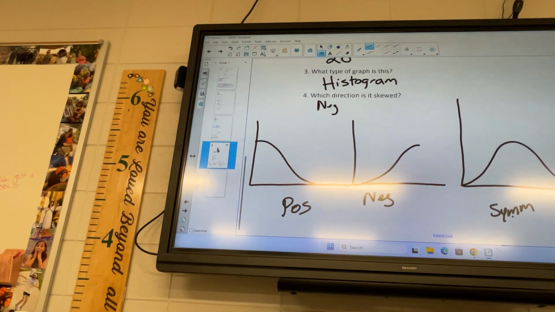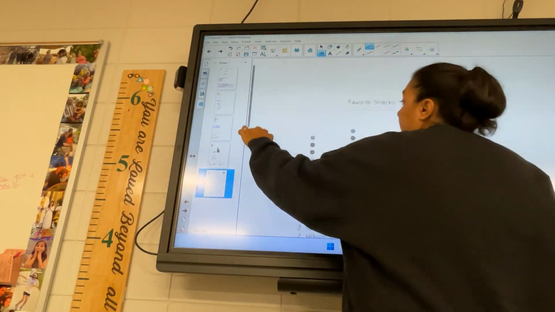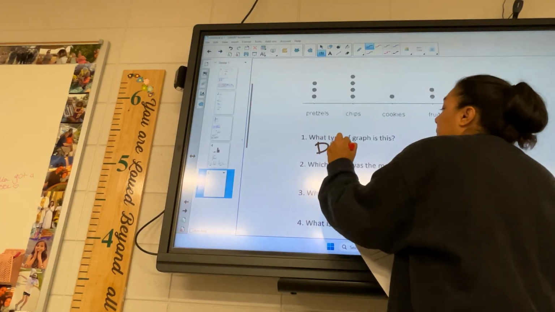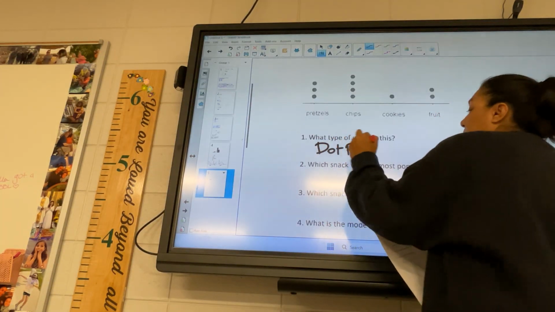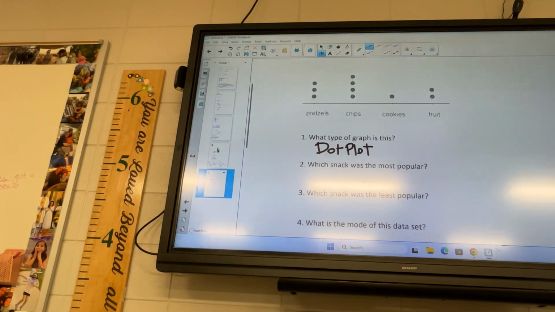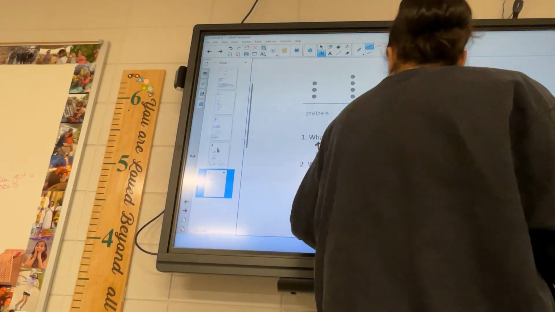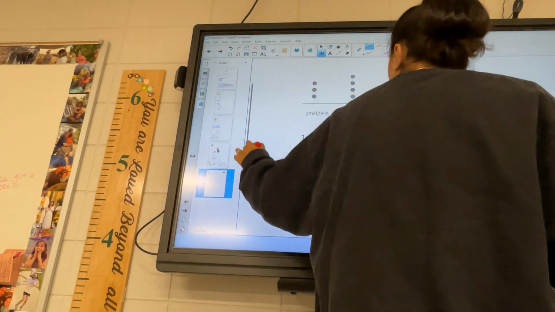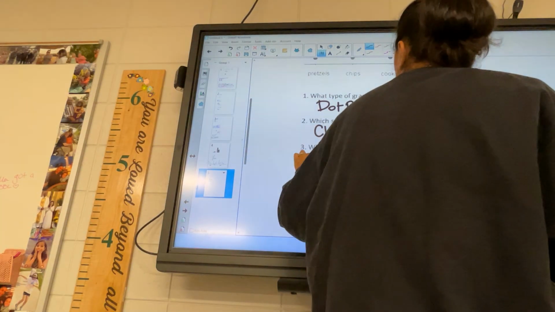Okay, last one, it talks about snacks. Okay, what kind of graph is this? It is called a dot plot. Okay, this is called a dot plot. Which snack was the most popular? Chips. Which snack was the least popular? Cookies.